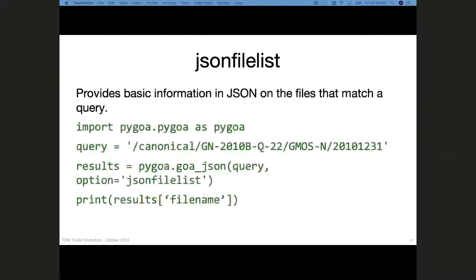Then there's the JSON file list, which provides a little shorter version, a little bit less information about the files that match your query. It's very similar. You set up your query in the same way, and now you put in the option of JSON file list, and you get back the resulting JSON list. I think as I review this is slightly wrong. I think you need to add an index in there to get that. You can look at the example script in GitHub to see something that has actually been tested and works.